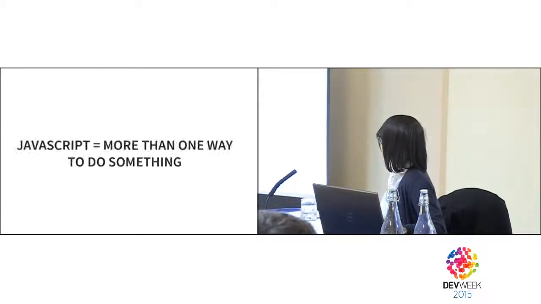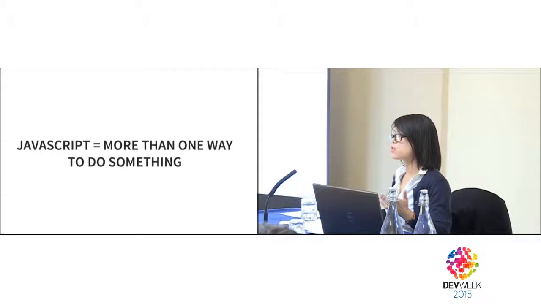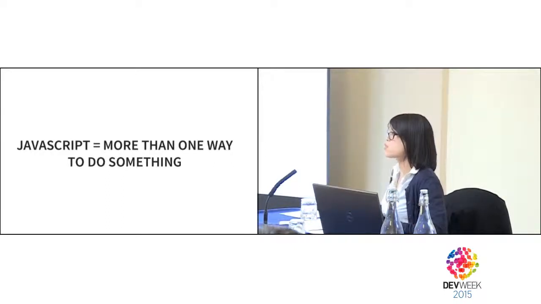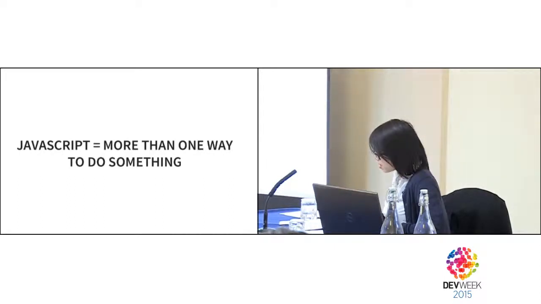Conclusion. JavaScript, more than one way to do something. We see this in the MVC framework world. There are like how many MVC frameworks? Probably more than we care to learn. And we see this in drawing too. We drew that circle 3 different times.